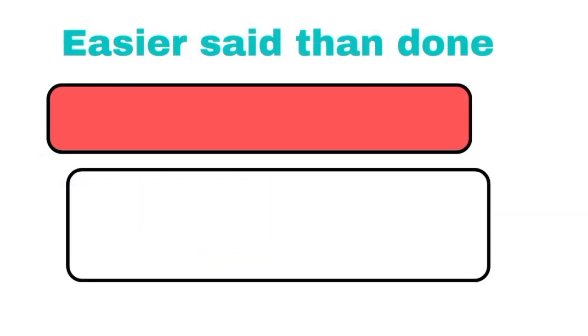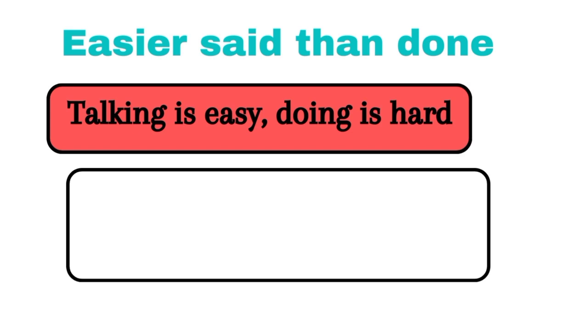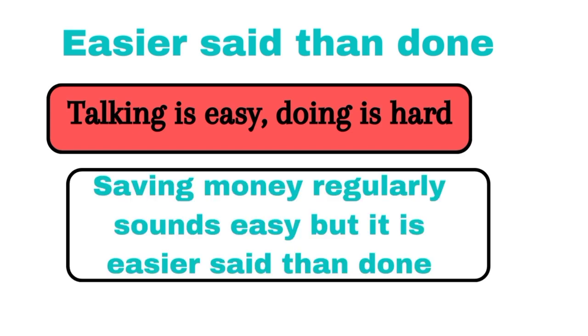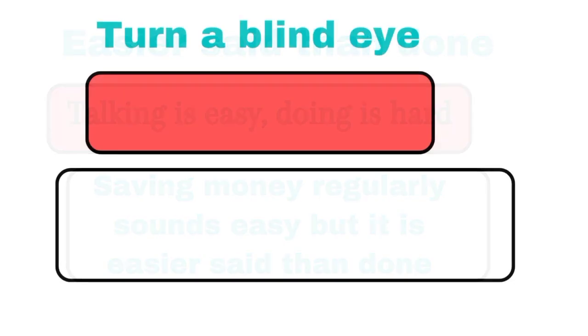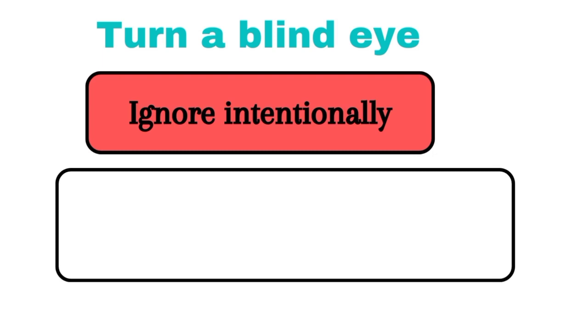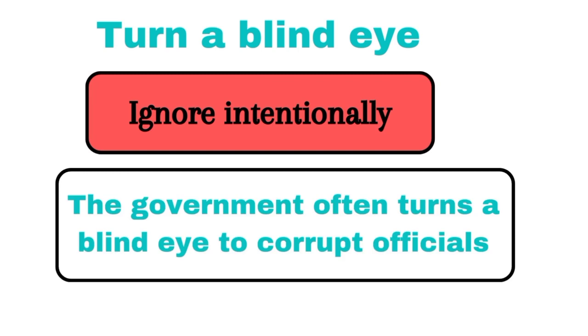Easier said than done. This means talking is easy, but doing is hard. For example, saving money regularly sounds easy, but it is easier said than done. To turn a blind eye. This means to ignore something or someone intentionally. For example, the government often turns a blind eye to corrupt officials.